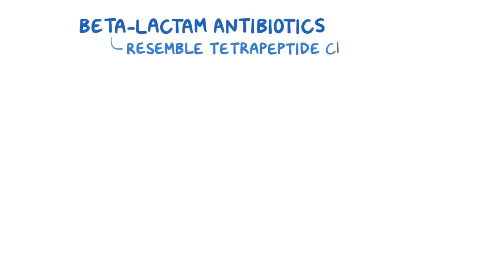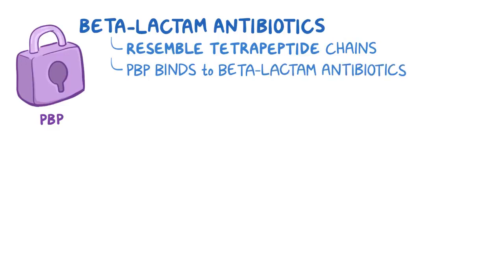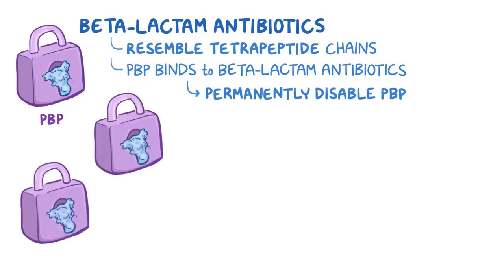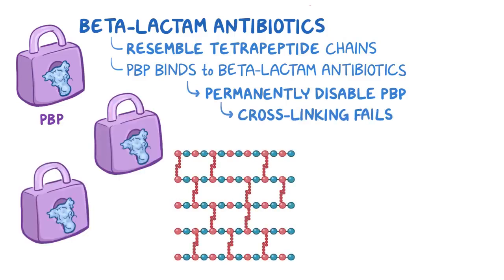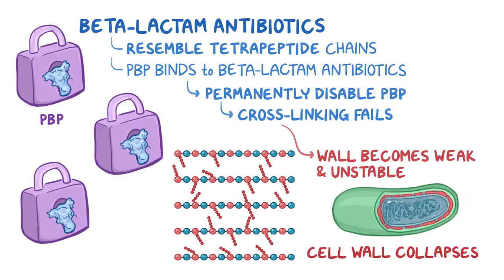In essence, all beta-lactam antibiotics, like the penicillins, somewhat resemble the tetrapeptide chains. Inside the bacteria, PBP enzymes will mistakenly bind to the beta-lactam antibiotic molecule, instead of a tetrapeptide, and stick inside the PBP forever, like putting chewing gum in a keyhole, permanently disabling it. As more and more PBPs get disabled, the cross-linking fails to happen, and the wall becomes weak and unstable. If the affected bacteria attempts to divide, their cell wall will collapse, killing them in the process.